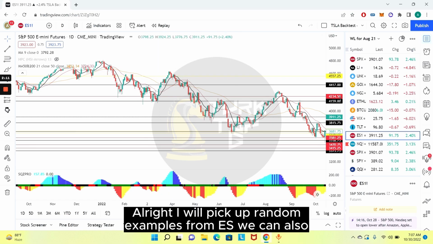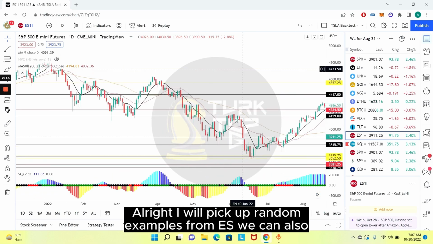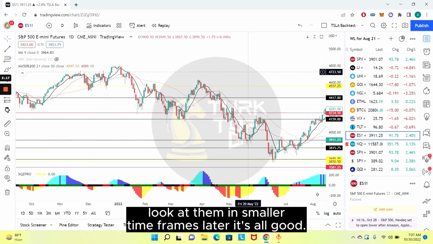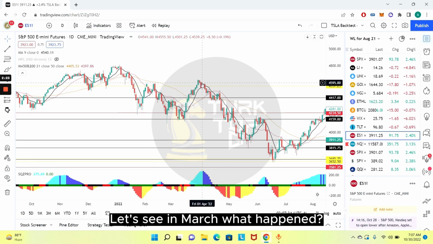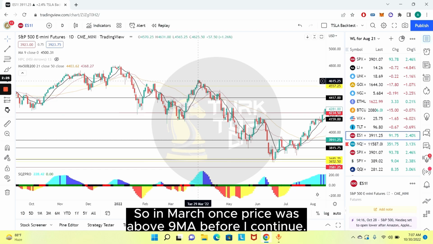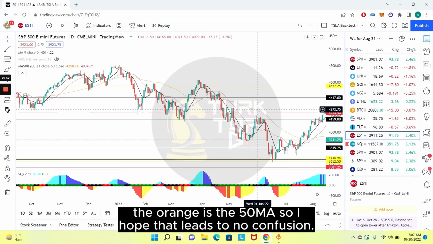All right. I will pick random examples from ES. We can also look at them in smaller time frames later. It's all good. So let's see in March what happened. Before I continue, in my charts, the black is the 9MA, the red is the 21MA, and the orange is the 50MA. So I hope that leads to no confusion.